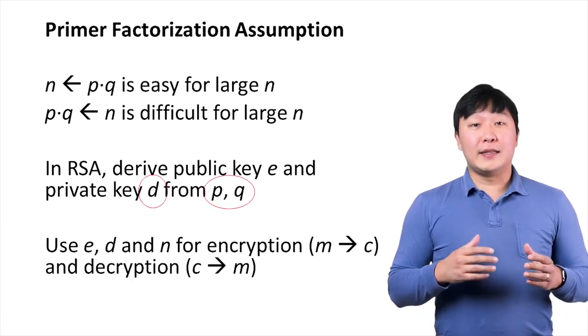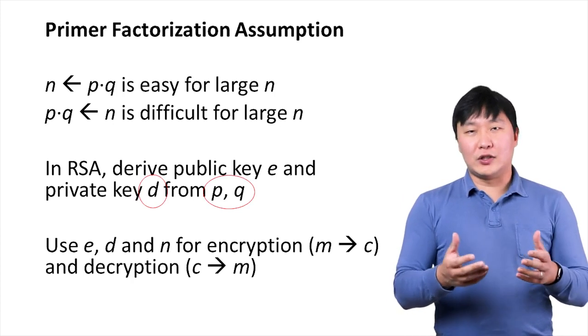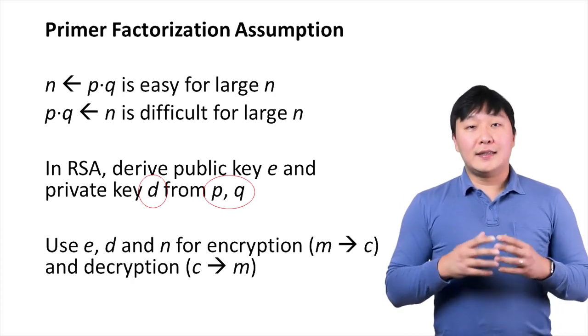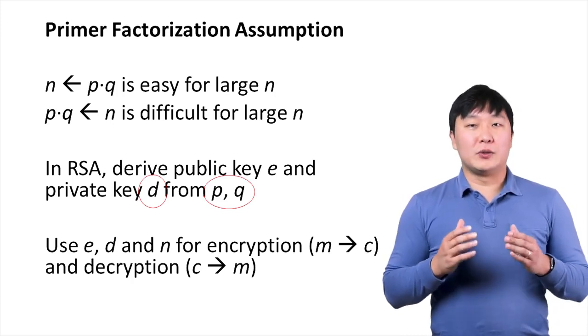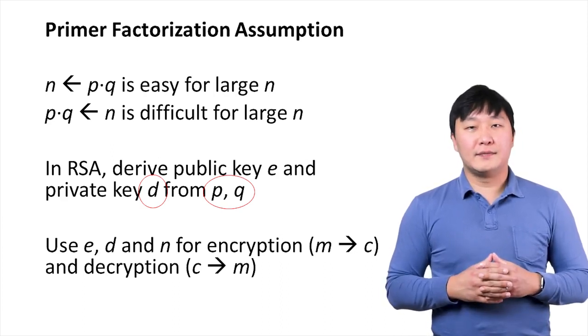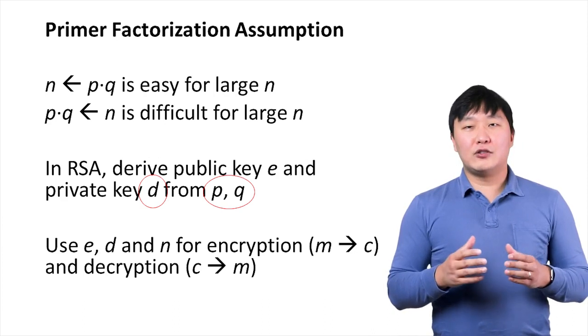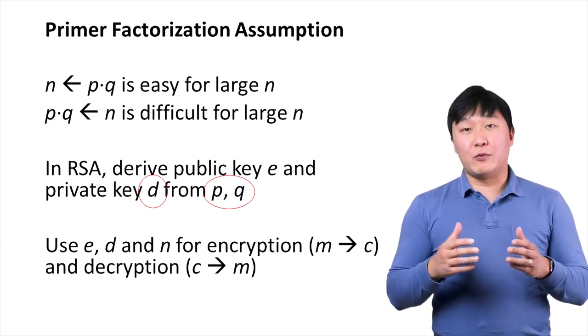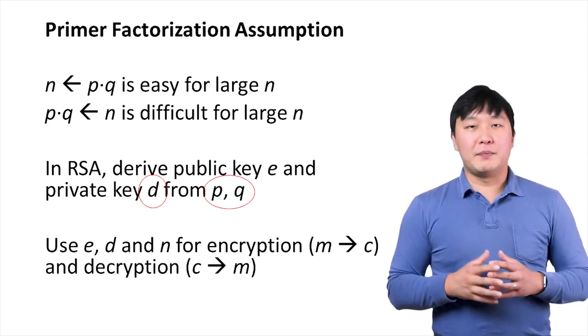In addition to p and q, which never leave the user generating the key, D, the private key, is also private and is kept only by the user generating the key. This is in contrast to the public key E and N, which acts as the modulus, which can be public.